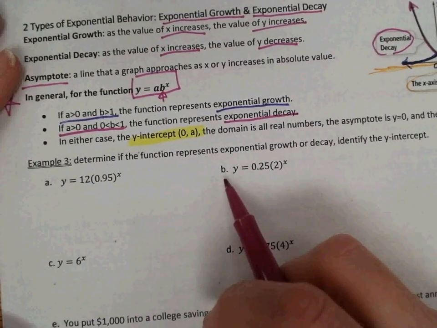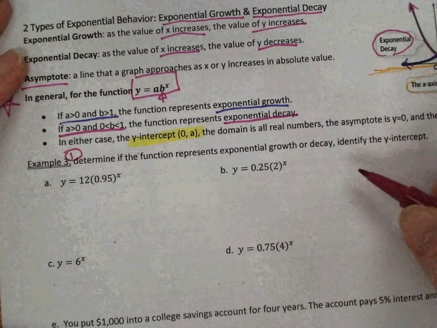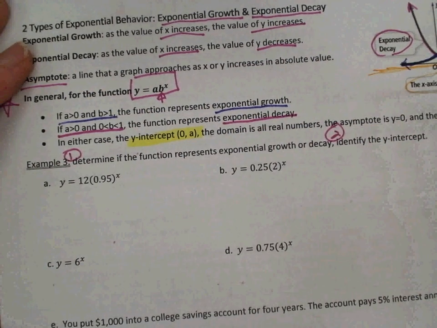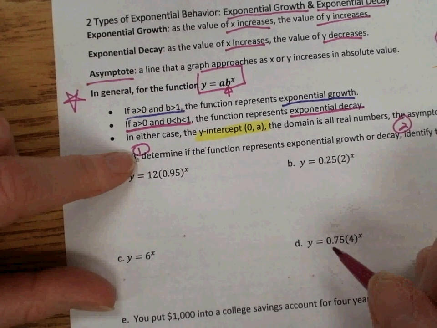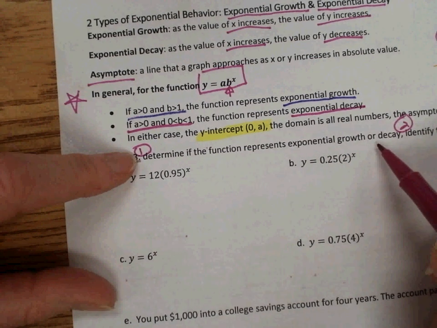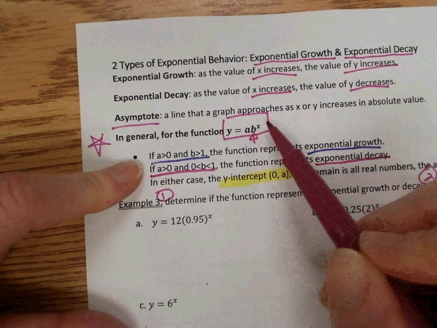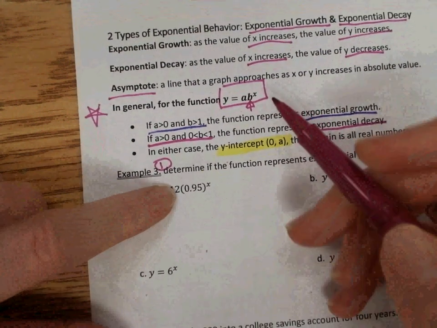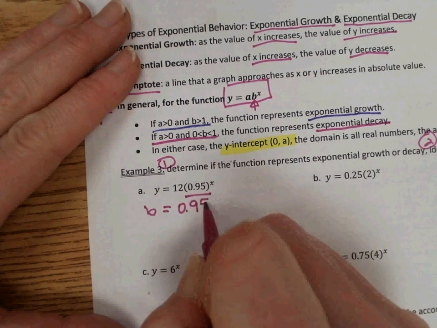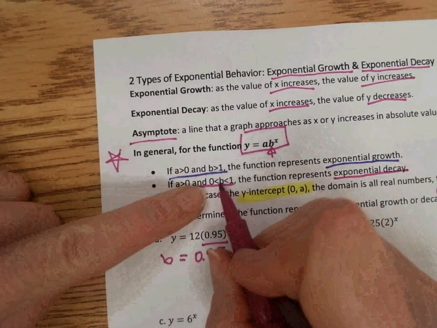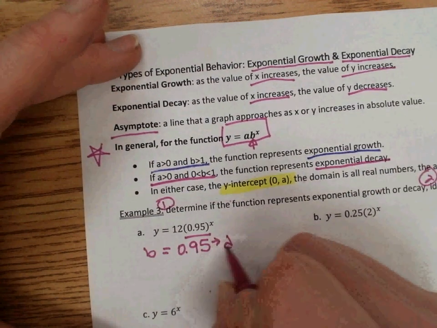Here, determine if the function represents exponential growth or decay, so that's the first thing we need to do. And the second thing we need to do is identify the y-intercept. For the first instruction, determining exponential growth or decay, we're looking at the b value. Remember, that's the one that's raised to the power. So here, our b value is 0.95, and that is between 0 and 1. So that's going to represent decay.